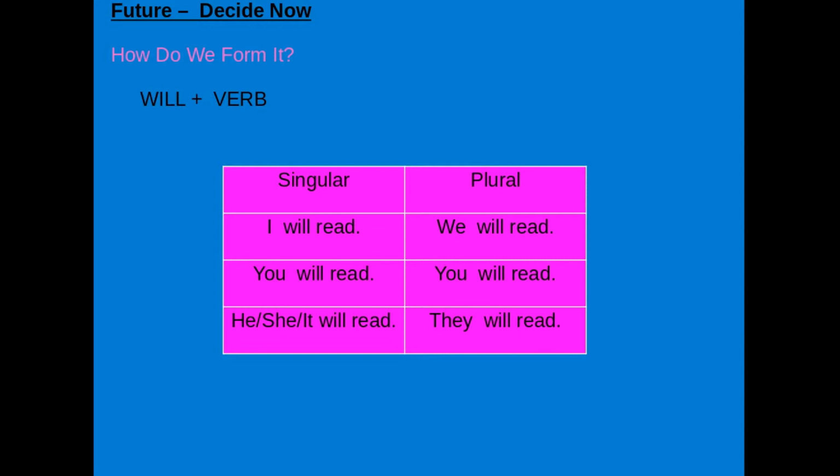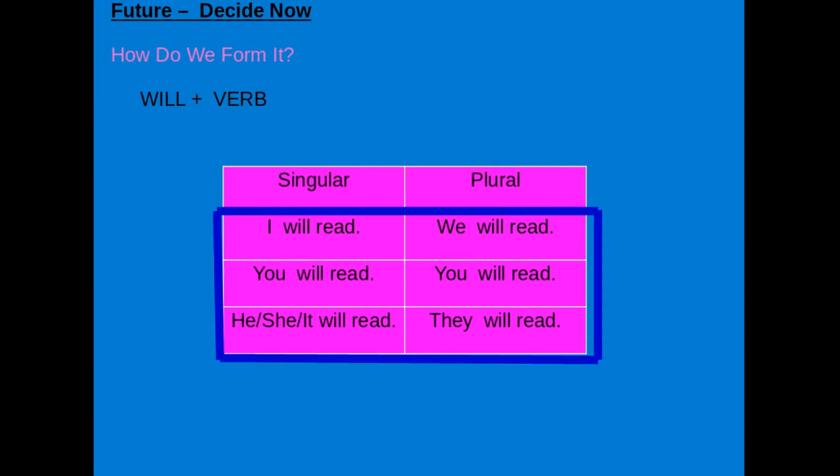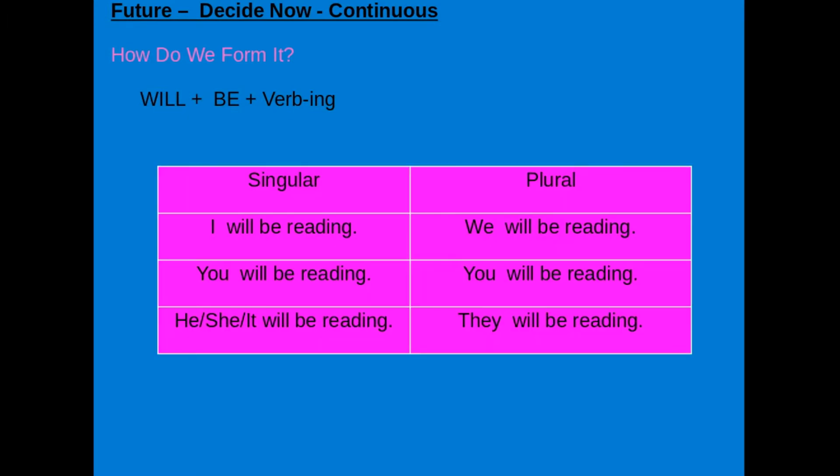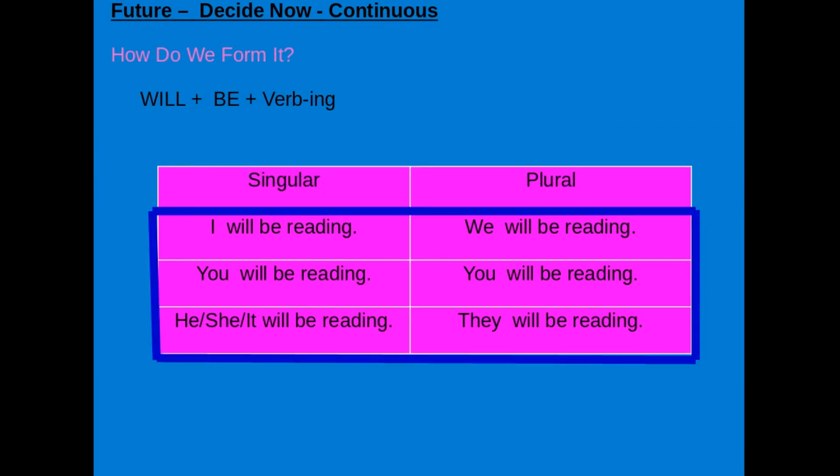How do we form it? Will plus the verb. I will read, you will read, he, she, and it will read. All six are the same. It can also be in a continuous, so it would be will plus be plus verb ing, looking like this for reading. I will be reading, we will be reading, and so on. Again, all six are the same.